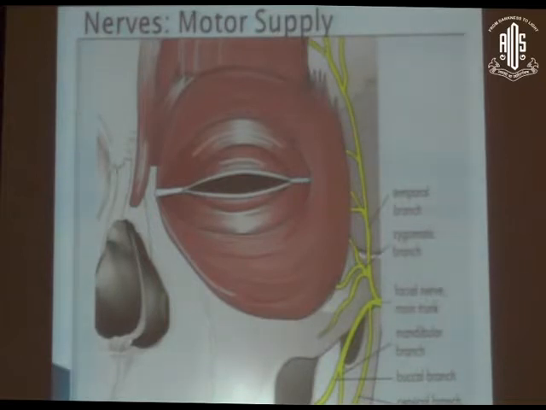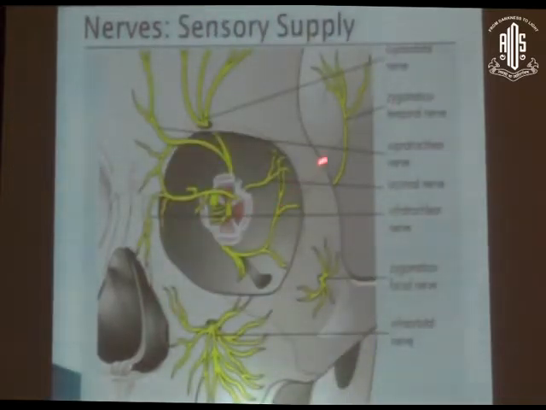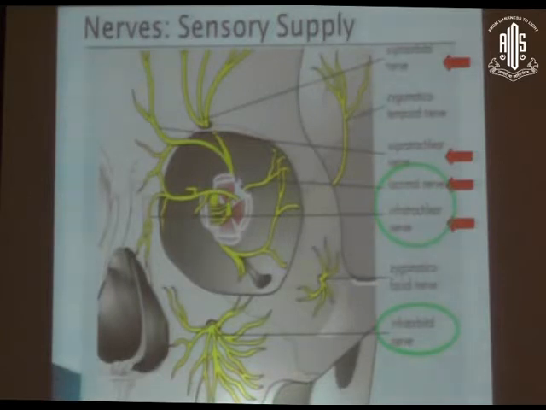The nerve supply of the lids is through the facial nerve, the 7th nerve, through temporal and zygomatic branches, and the sensory supply is through the supraorbital nerve, supratrochlear nerve, lacrimal nerve, and infratrochlear nerve to the upper lid, and the infraorbital nerve supplies the lower lid along with the lacrimal nerve and infratrochlear nerve.